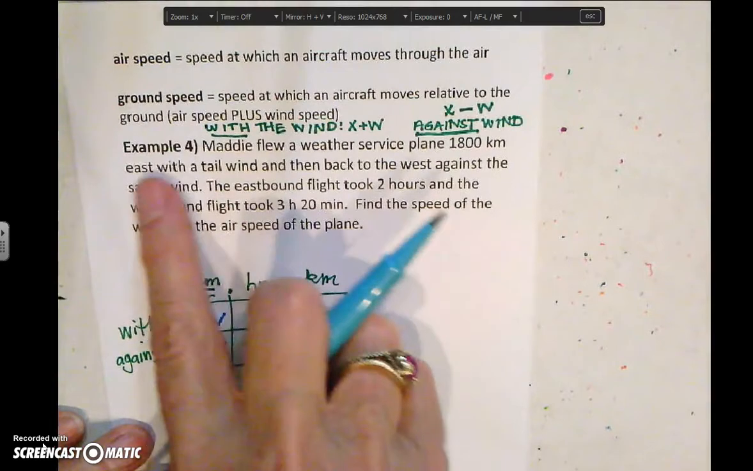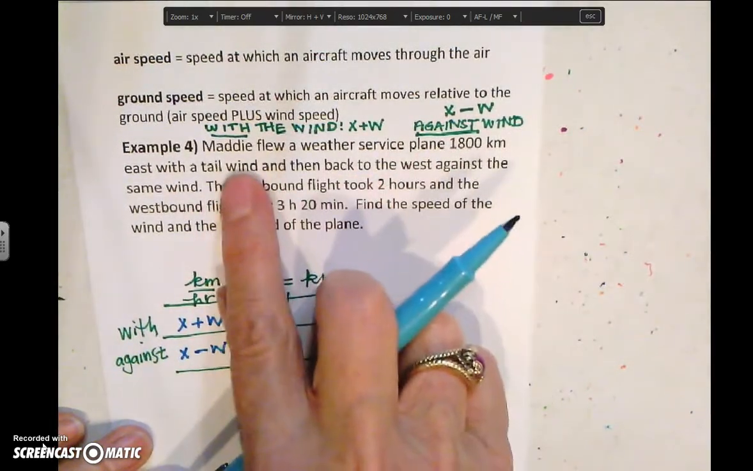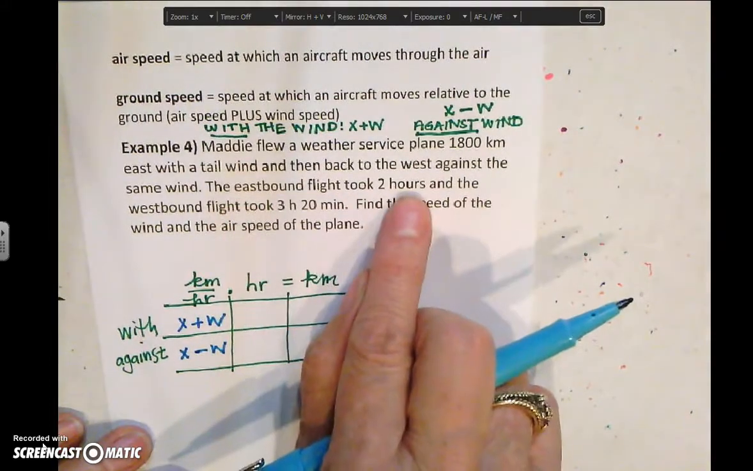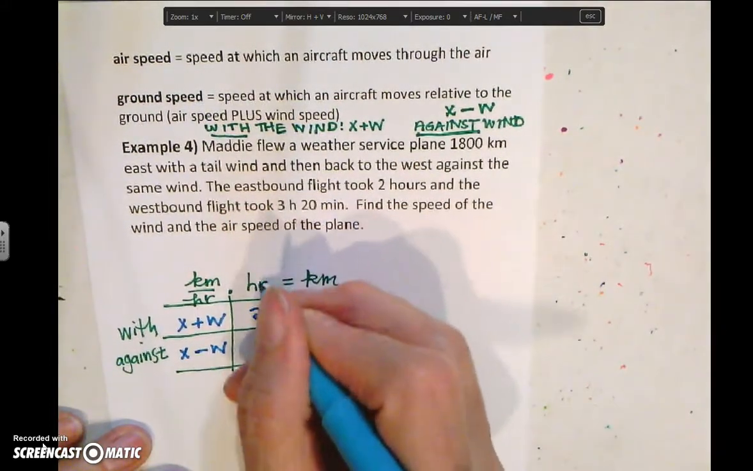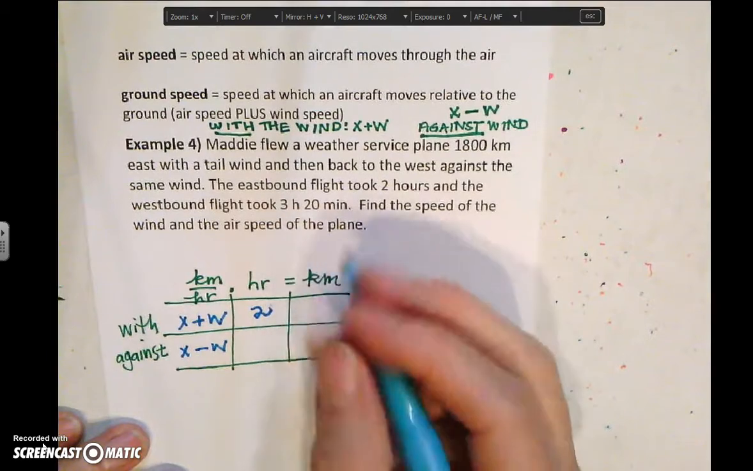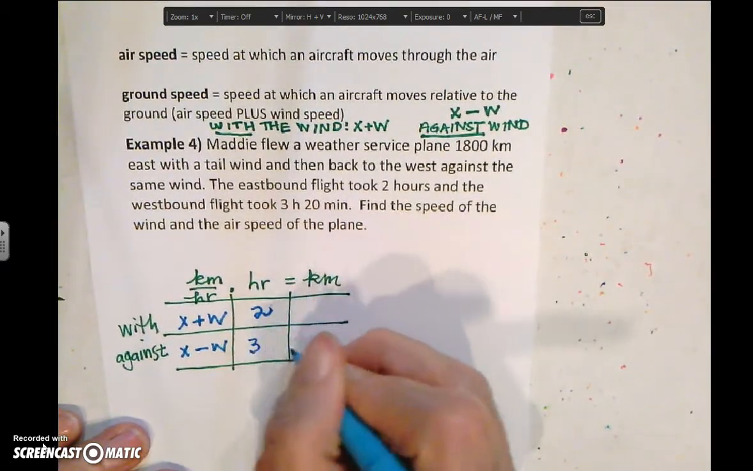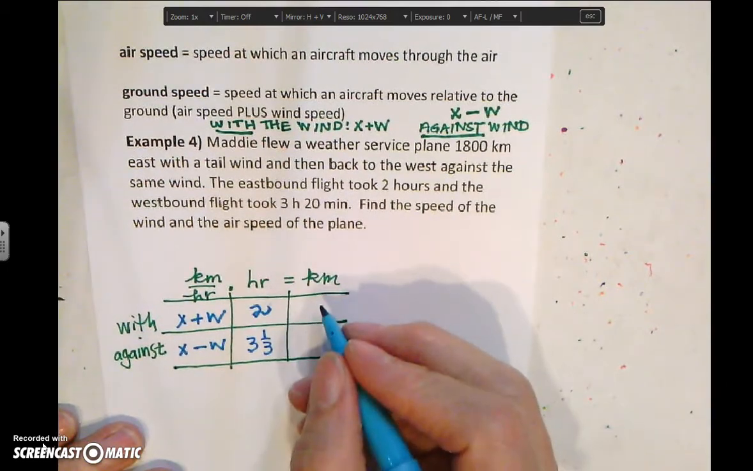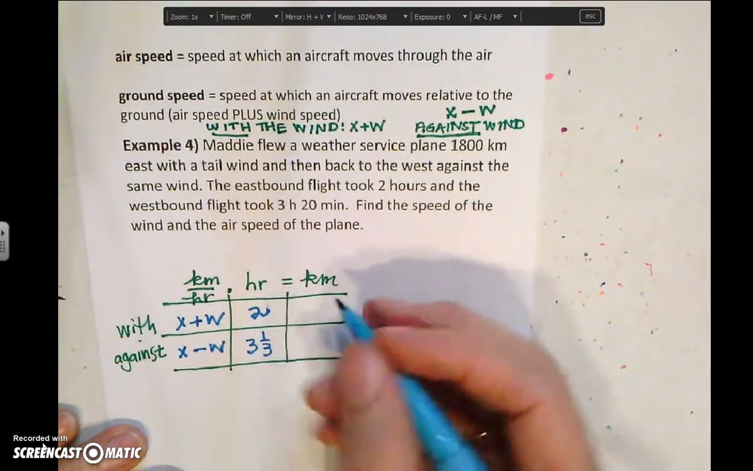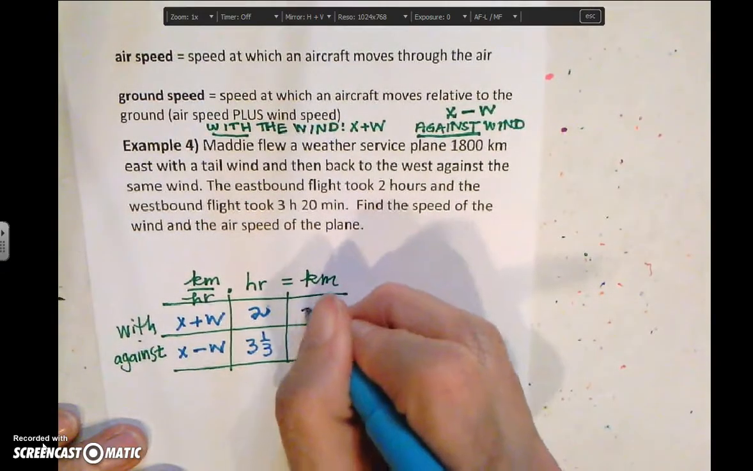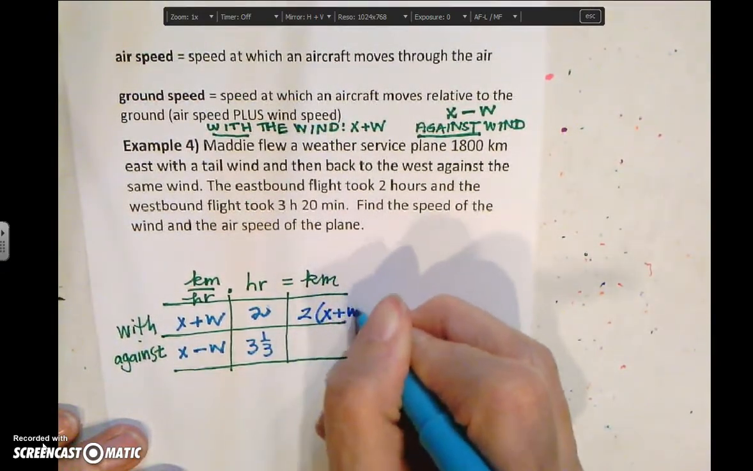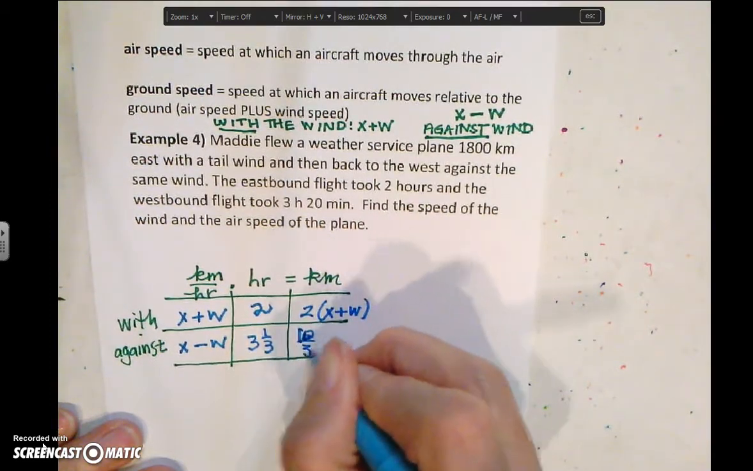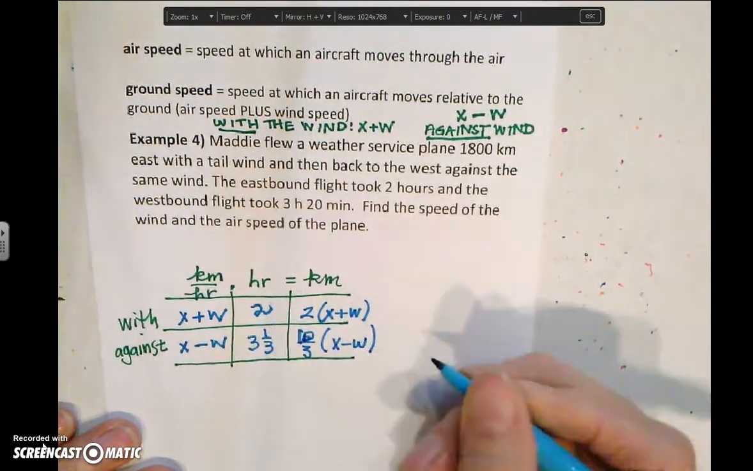It said that going east with a tailwind, which is with the wind, it took her 2 hours. So I'm going to put a 2 in for the hours, and then 3 hours and 20 minutes. I'm going to rewrite that as 3 and 20/60ths, which is 1/3. And then for kilometers, I'm going to multiply across and get 2 times x plus w, and 3 and 1/3, which would be 10/3, times x minus w.